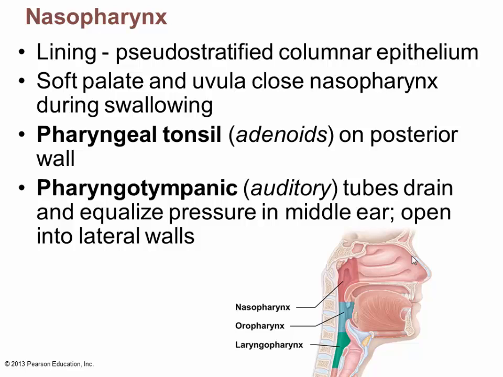Also found in this nasopharynx region, we have the pharyngeal tonsils way up here at the top. Kind of looks like the white little bulgy stuff. It's also called the adenoids.